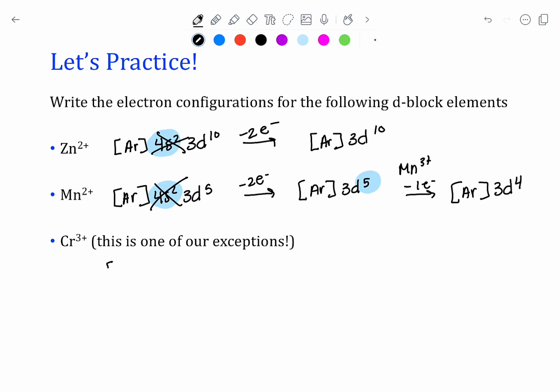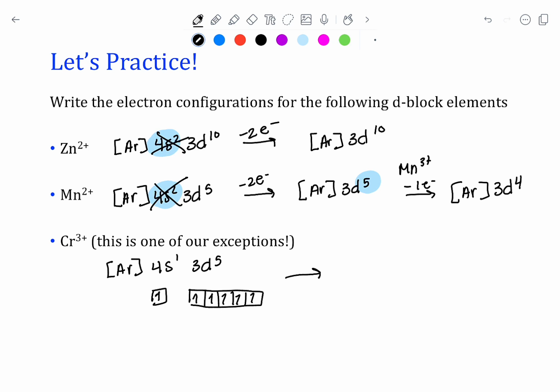For chromium, our electron configuration in our neutral form is chromium 4s1 3d5. This is where we've moved an electron from the 4s up to the d, so that we have 2 half-filled orbitals. Okay. Now our rule still applies when we're creating an ion for this.